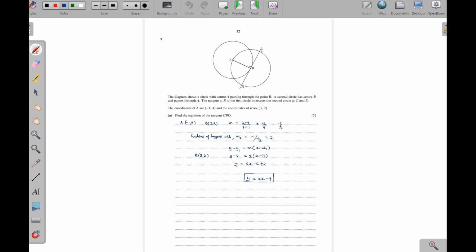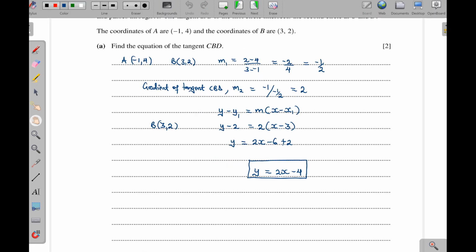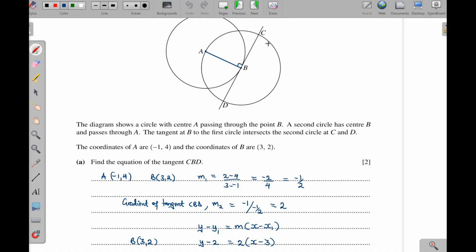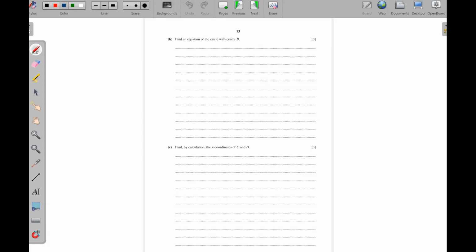Then part B, find the equation of the circle with the center B. So to find the equation of the circle, we need the radius and then the center. So the equation of the circle with the center B, which one is it? This is the circle here. So we need to get its radius, so we need to get the length of the line AB. Then after that, its center is B. You see that?